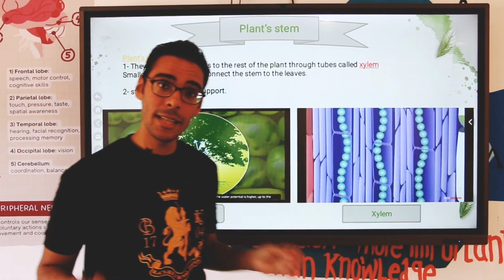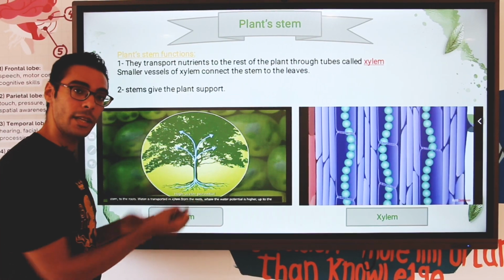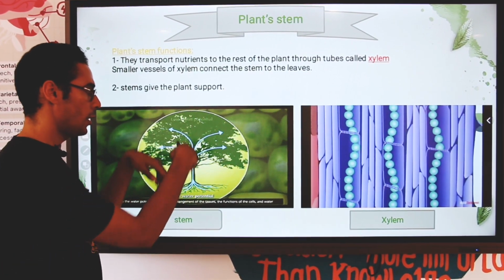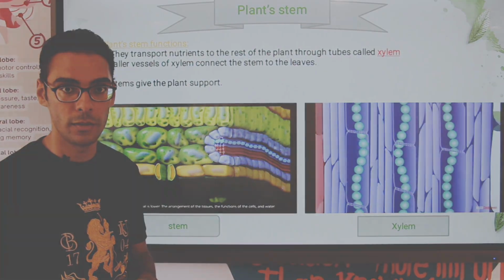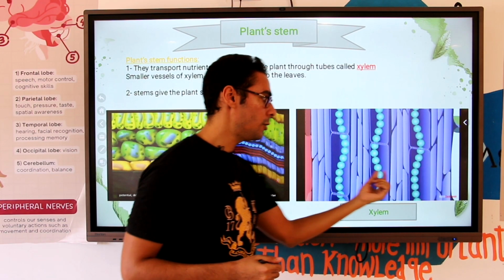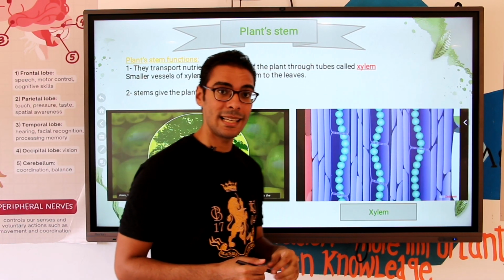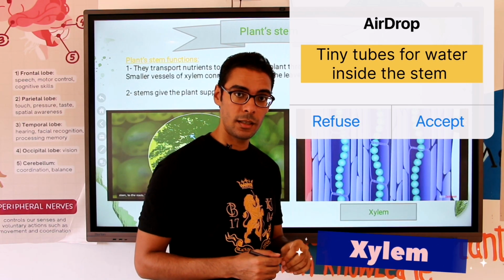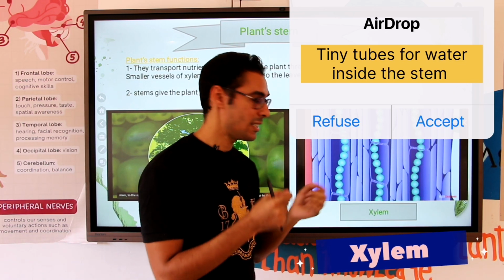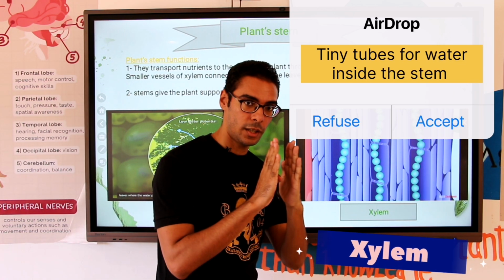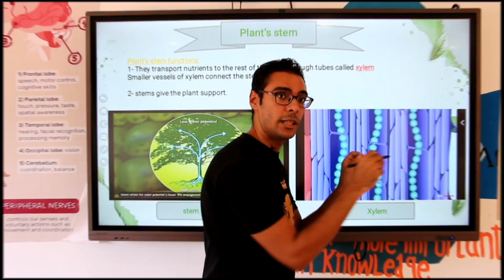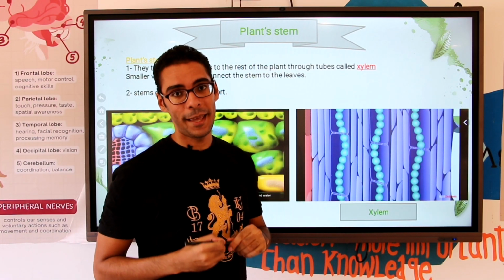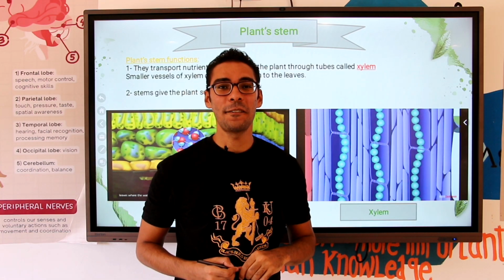We said previously the stem is responsible for delivering the water from the roots into the upper parts of the plant, which are leaves and branches and so on. Besides that, there are tiny tubes inside the stem known as xylem. The xylem actually expresses the small tubes inside the stem. The water moves inside until it reaches the upper part of the plant. That's mainly the function of the stem.